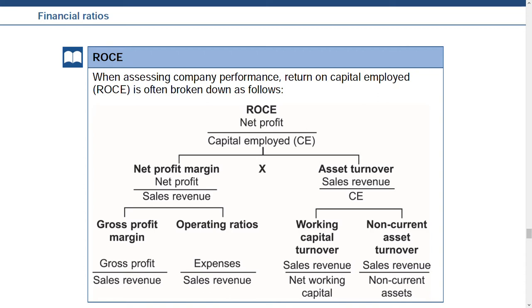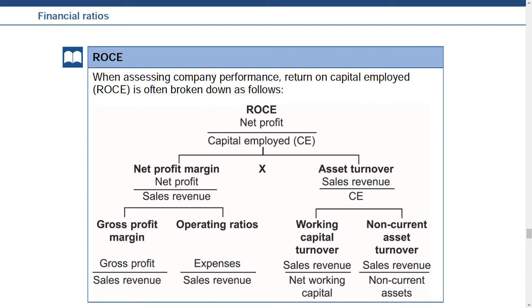Now, how can you break it down? Return on capital employed is the same thing as net profit margin multiplied by asset turnover. So what is the formula for net profit margin? Net profit divided by sales revenue. We are going to cover this later, but from here also you can learn. Net profit divided by sales revenue multiplied by asset turnover. Asset turnover formula is sales revenue divided by capital employed. Now you see how the two ratios, if you multiply, you get ROCE.